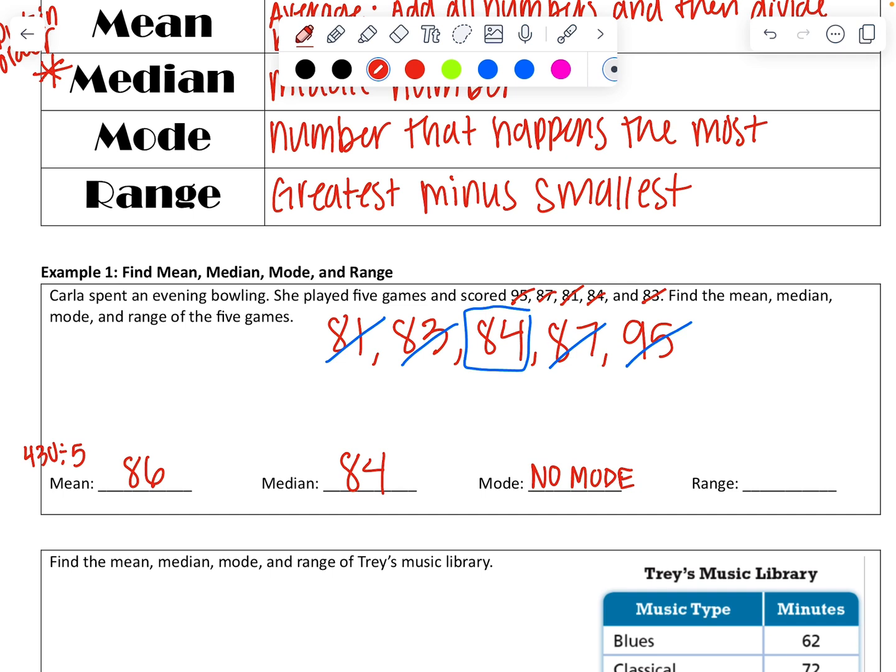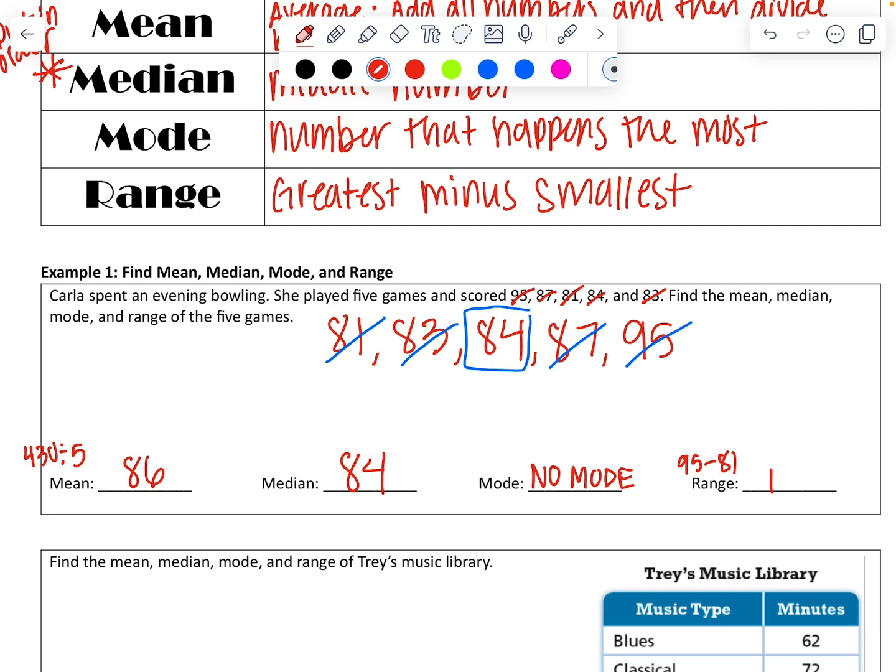And then lastly, our range is our greatest minus our smallest number. So we do 95 minus 81. If you need to, you can put that in your calculator, and you should get 14. There's your answer. I'll make that bigger.